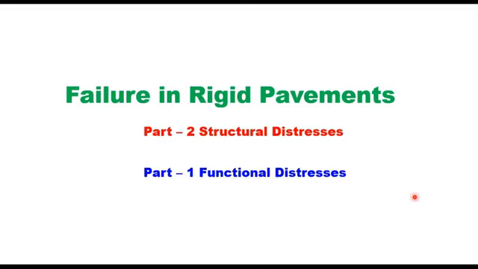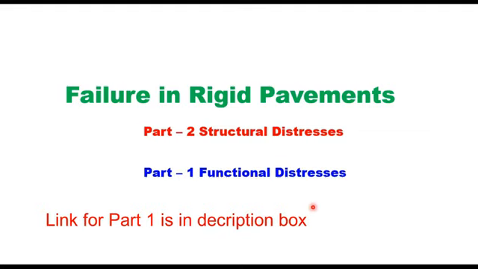Hello friends, today in this session we will discuss failure in rigid pavements. Rigid pavements, like flexible pavements, suffer from both major and minor distresses, and these distresses are broadly classified into two categories. One is functional distresses, another is structural distresses. We have covered functional distresses in our earlier session. Today in this session we will discuss various types of structural distresses, their causes and possible repair.